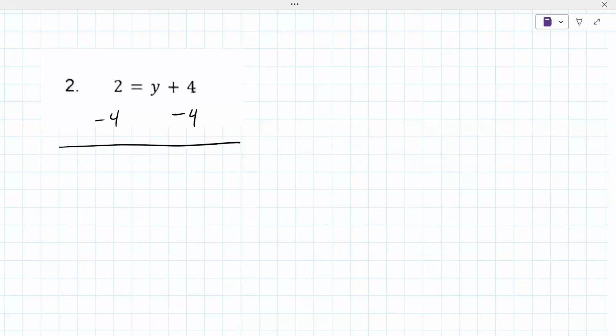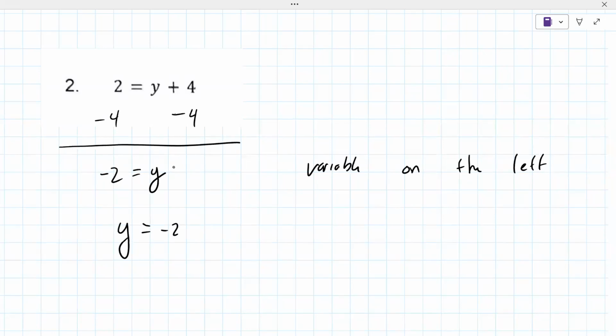And I like to draw this horizontal line. That's what I do. That's what my teacher does as well. Another little thing here, even though this is the answer, you really want the variable on the left. So that's y equals -2. And then for the check, you take the -2, put it back in for the variable, and it should work. It should be the same on both the left and the right.